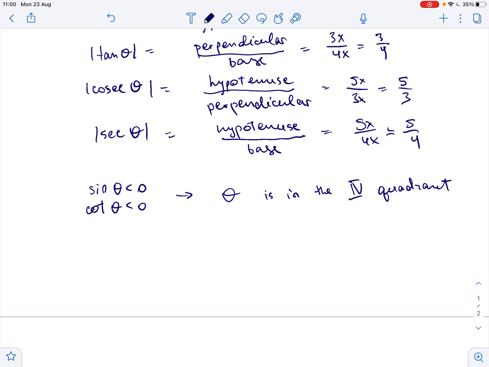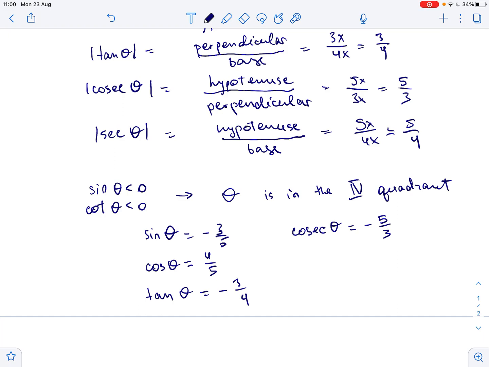Well, and since theta is in the fourth quadrant, that means that cosine and secant functions are positive and the rest are negative. So we understand that sine of theta is negative, so it's negative 3/5. Then cosine of theta is positive, so it's 4/5. Then tangent of theta is negative, so it's negative 3/4. Cosecant of theta is negative, so it's negative 5/3, and secant of theta is positive, so it's 5/4.